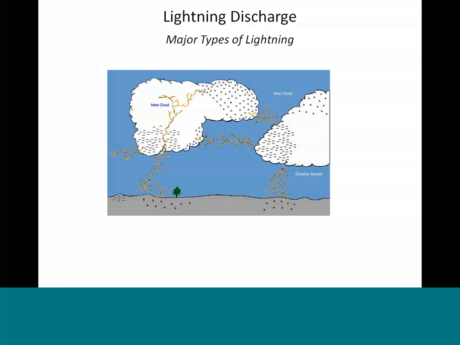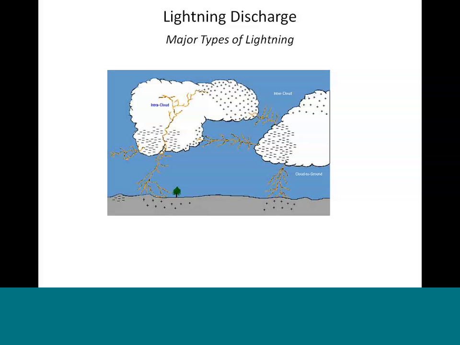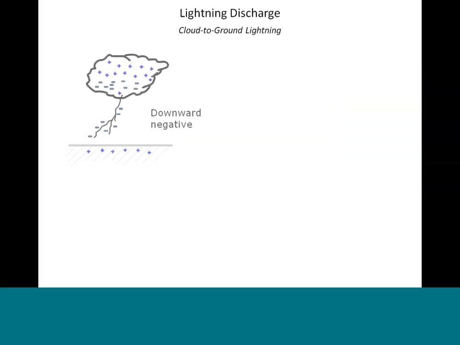There are essentially three types of lightning discharge. One is intracloud, which is a lightning discharge between two separated charge centers in the cloud. Another is intercloud, between two separated charge regions in two adjacent thunderclouds. And cloud to ground, which is the lightning discharge between cloud and the ground. What we are concerned with in this presentation is cloud-to-ground lightning discharge. For this type of lightning discharge, we have essentially four types.